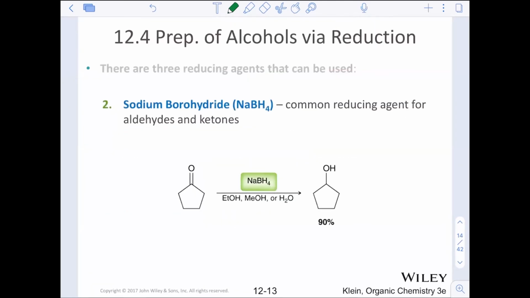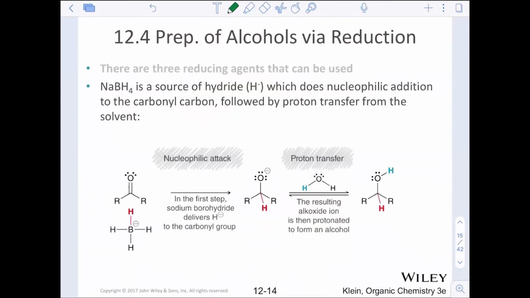Sodium borohydride is a really common reducing agent for aldehydes and ketones. We're going to go through this mechanism. Sodium borohydride is usually in a polar protic solvent. Sodium borohydride is the hydride reagent. It's going to have the H-1 nucleophile that we'll see, and then the polar protic solvent will be able to donate a proton later as an electrophile. So let's go ahead and go through this mechanism first.